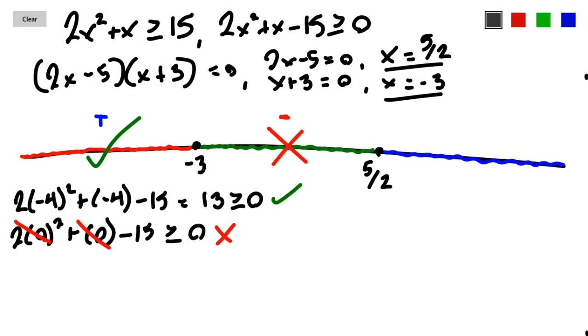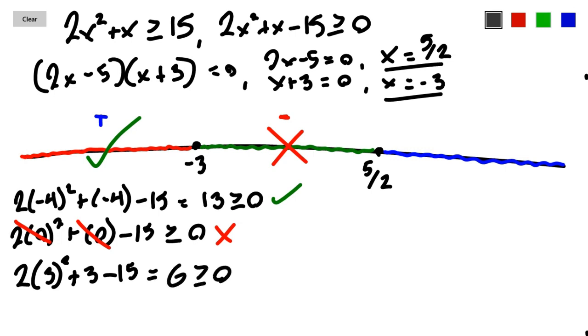And then for this last interval, I'm going to pick x is equal to 3. So 2 times 3 squared plus 3 minus 15. Let's see what I'm going to get. So 3 squared is 9 times 2 is 18. 18 plus 3, 21. 21 minus 15 is 6. So I have 6, which we know for a fact is greater than or equal to 0. So we're going to get positive values for our last interval, which is what we're looking for.